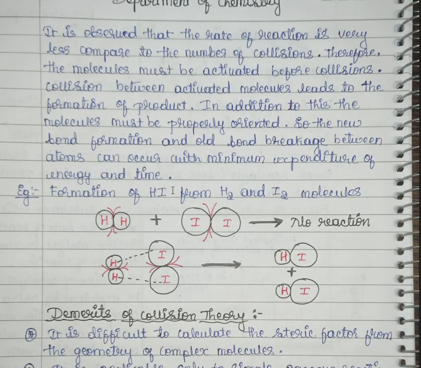For example, the formation of hydrogen iodide from hydrogen and iodine molecules. So here in the first reaction there is no proper orientation of collision, hence we will not get the products. Whereas in the second case we will have a proper orientation, H and I, and we will form products.